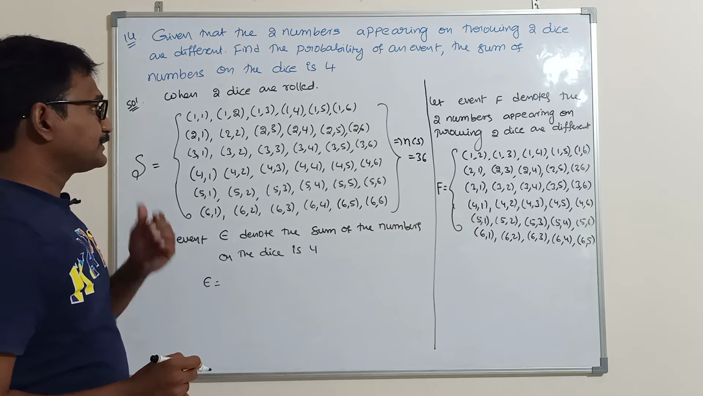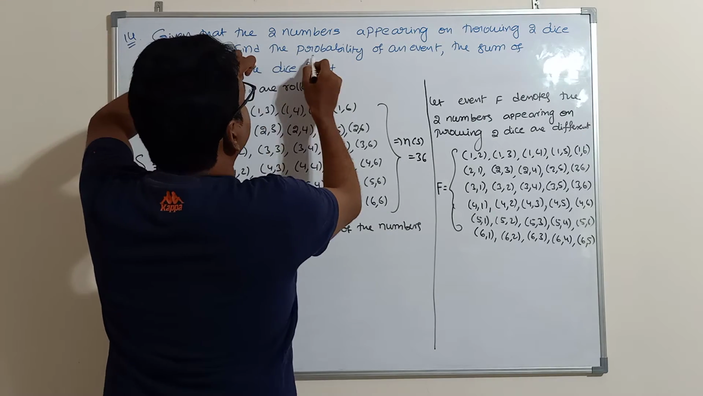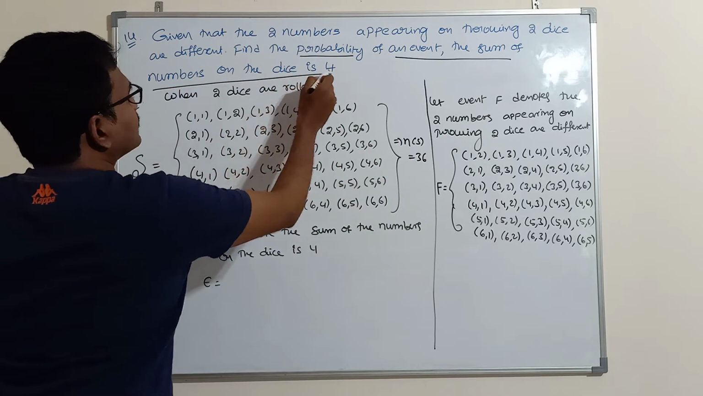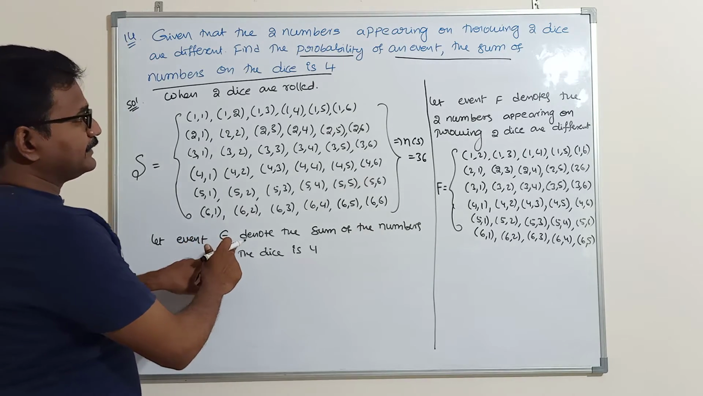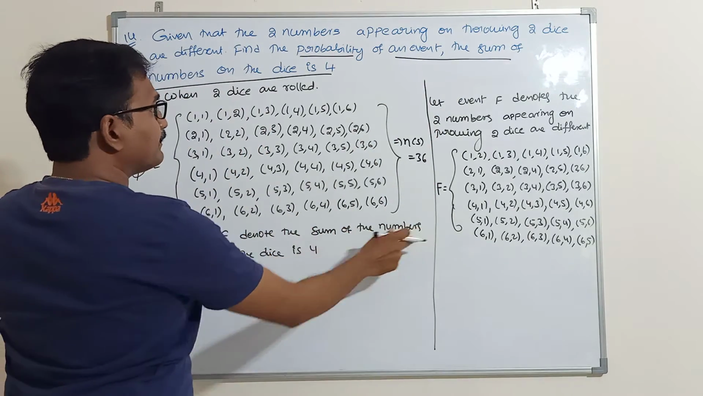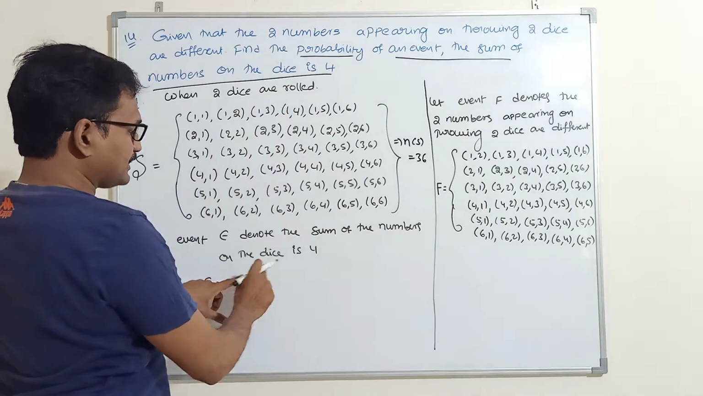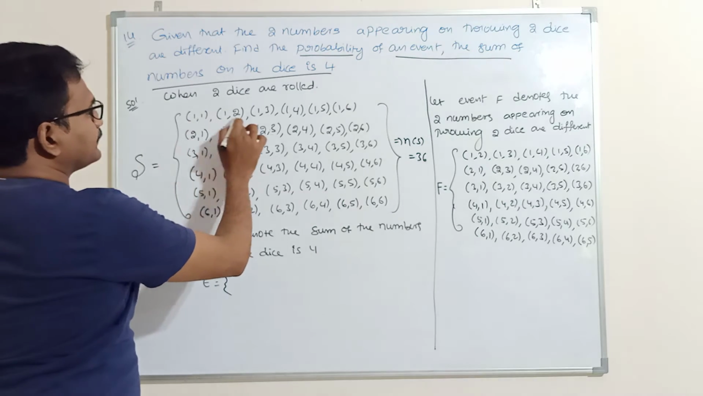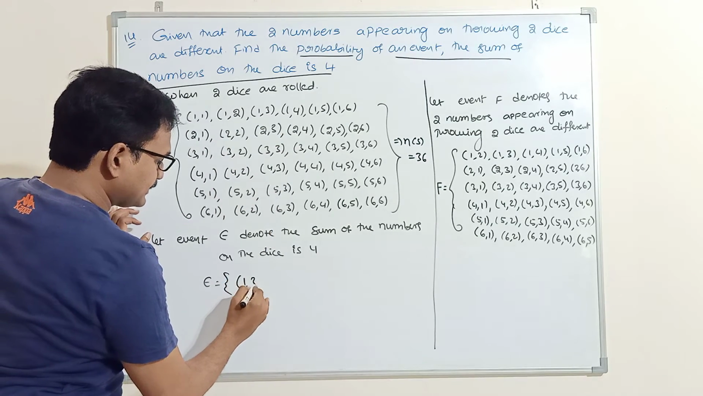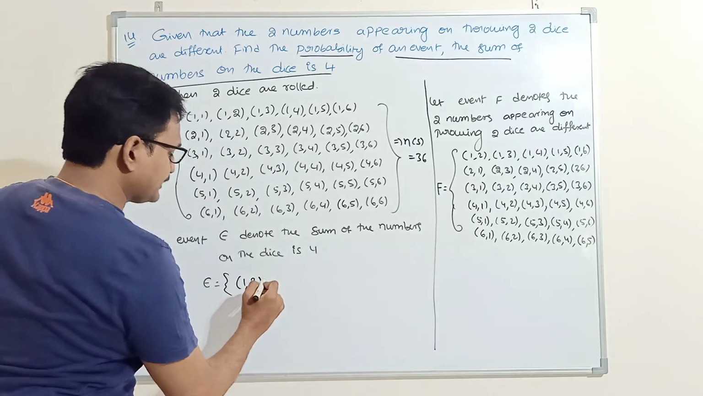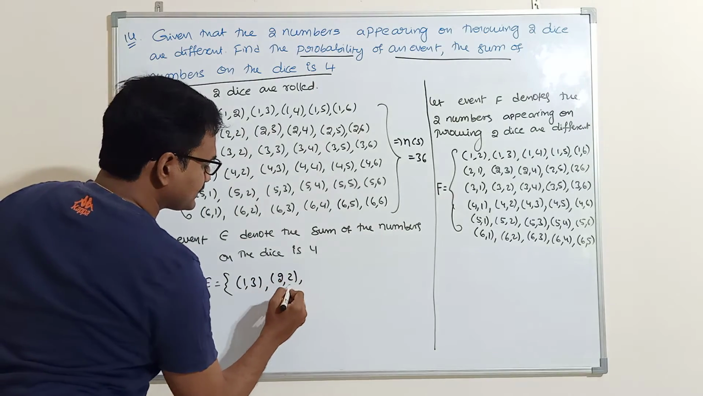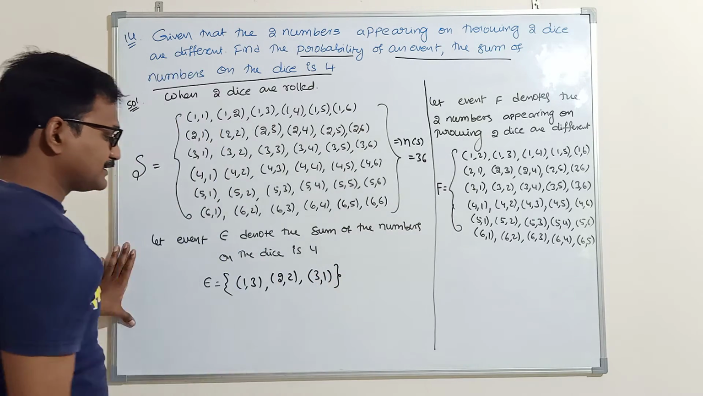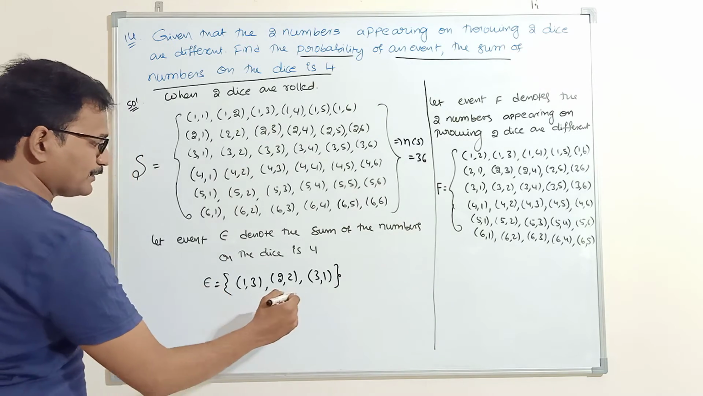Next, let E denote the, so observe the keyword, find the probability of an event that the sum of the numbers on the dice is 4. Event E denotes the sum of the numbers on the dice is 4. So what is event E? If you take 1 comma 3, the sum of the numbers on the dice is 4. 1 plus 3 is 4. Next, if you take 2 comma 2, the sum is 4. Next, if you take 3 comma 1, the sum is 4. So these are the sample points for E.